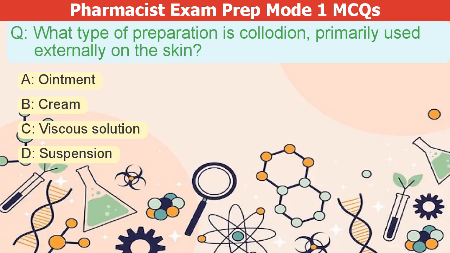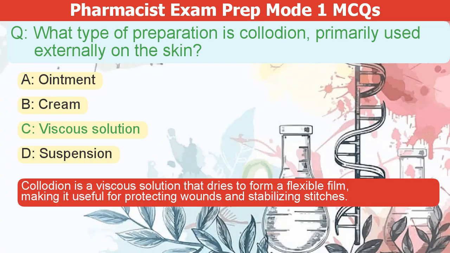What type of preparation is collodion, primarily used externally on the skin? A. Ointment. B. Cream. C. Viscous solution. D. Suspension. The correct answer is C. Collodion is a viscous solution that dries to form a flexible film, making it useful for protecting wounds and stabilizing stitches.